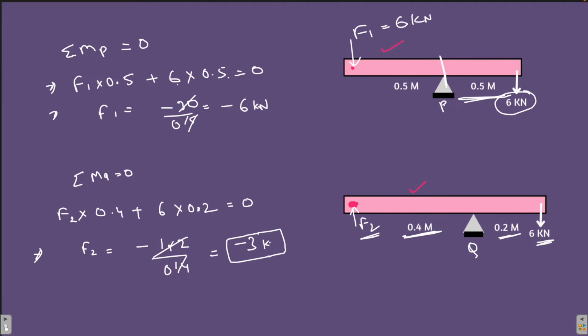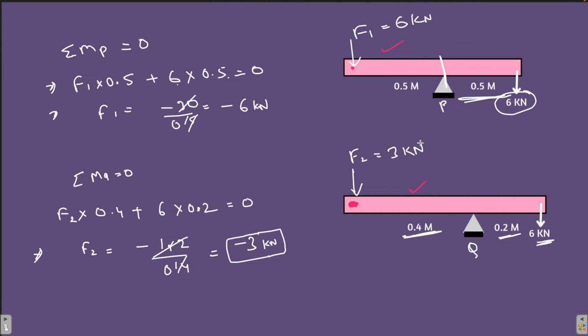Again, what does this minus sign signify? This minus sign signifies that the F2 force is acting in the downward direction and not in the upward direction. So this force F2 is acting in the downward direction, and that is 3 kilonewton, right? So I think this was very easy for you. Now our task has been done.